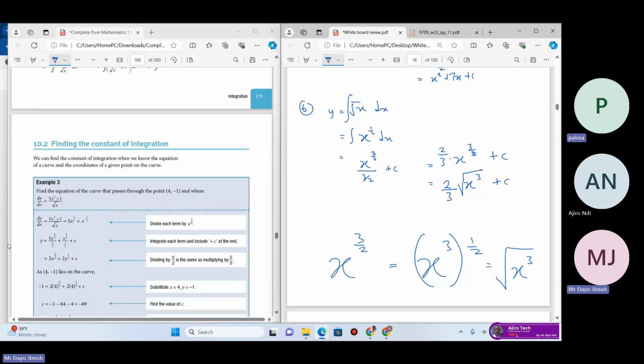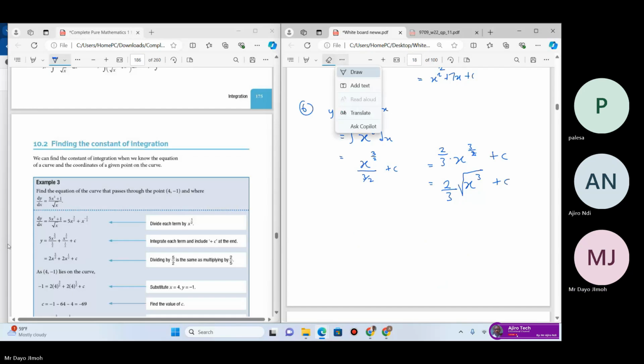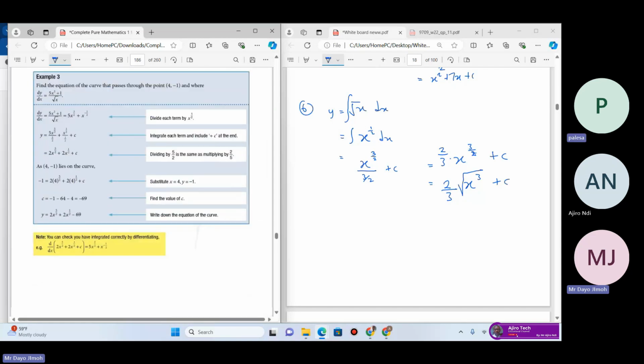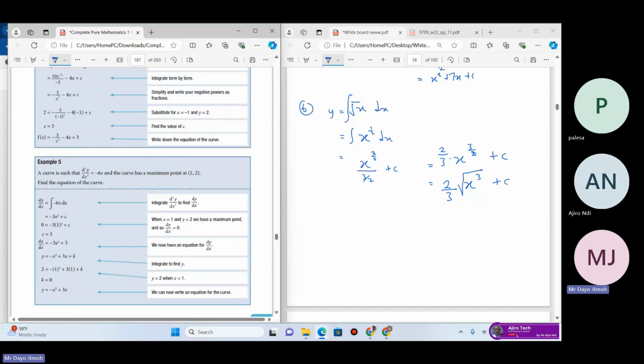Let's say it was 5 over 3, right? It would be a cube root. Cube root of x to the power 5. Good. So moving on to the next part. Let's say that the question requires us to find that constant. Let's look at one or two questions.